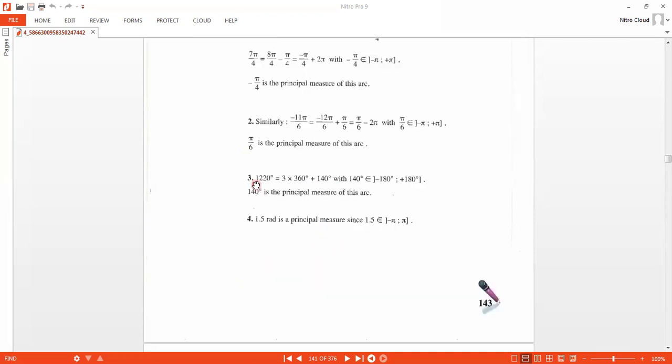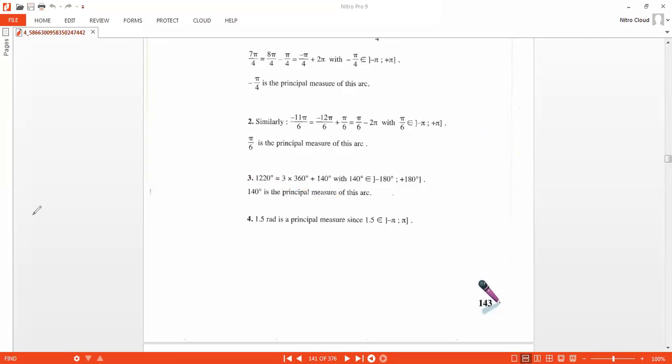What if the given is using degrees? It's very easy. You divide the measure by 360. It's 3 point something. So it's 3 times 360, so 3 complete orientations that lead you back to the 0, plus 140. So this is the principal measure. So the same thing, if you have a degree, you divide this number by 360. It's 3 point something. So it's 3 times 360 plus 140. So this is the principal measure of the arc, okay?